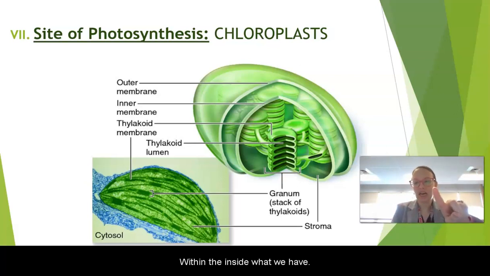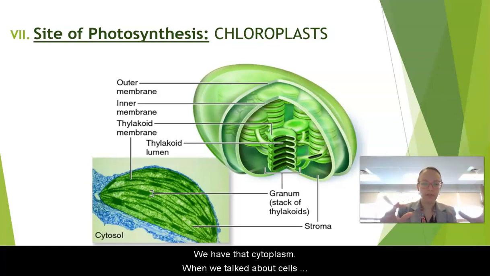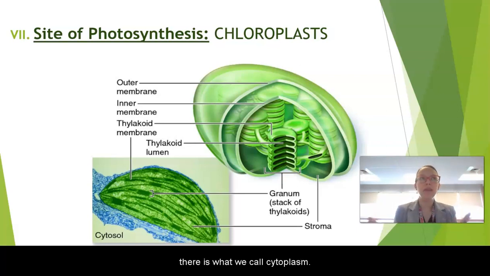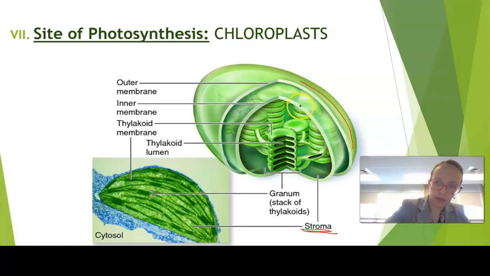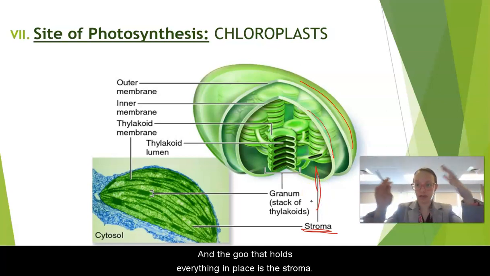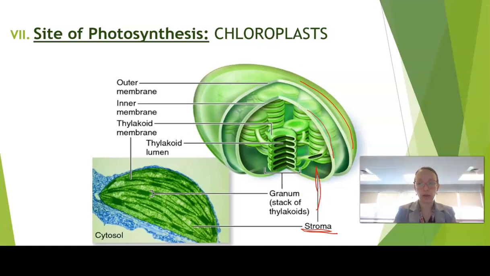Within the inside, when we talk about cells, there's what we call cytoplasm. Inside the chloroplast, that is called the stroma. So the stroma is the goo on the inside of that inner membrane. Notice we have our outer membrane here, and then the inner membrane here. And then the goo that holds everything in place is the stroma.